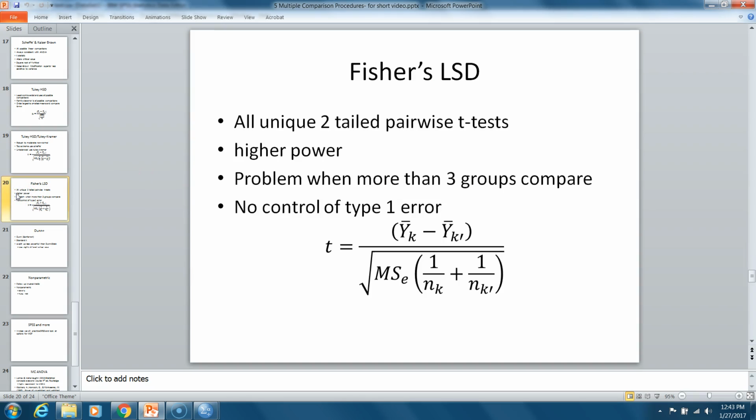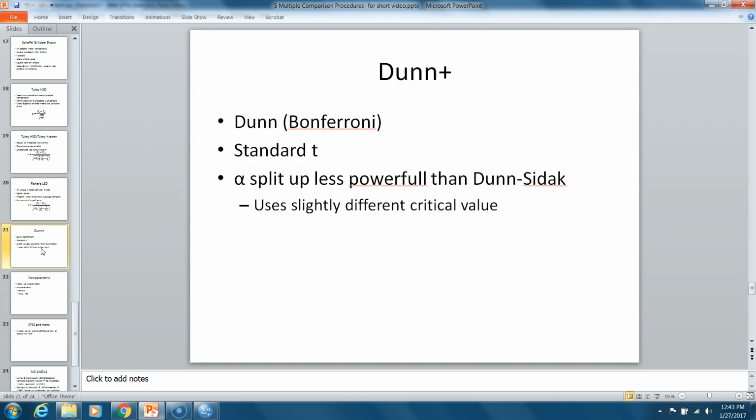Another test is the Fisher's LSD. We basically only use this if it's looking at two-tailed pairwise comparisons, and we really only would use this if we have 3 groups to compare. I wouldn't advise using it for anything more because you really don't have any control over type 1 error with this method. Our next one we are going to look at is the Dunn test, the Bonferroni adjustment. We basically have alpha split up so that it's less powerful. It's a very simple and straightforward way of handling this. You can take an alpha of 0.05 and chop it up amongst the tests.